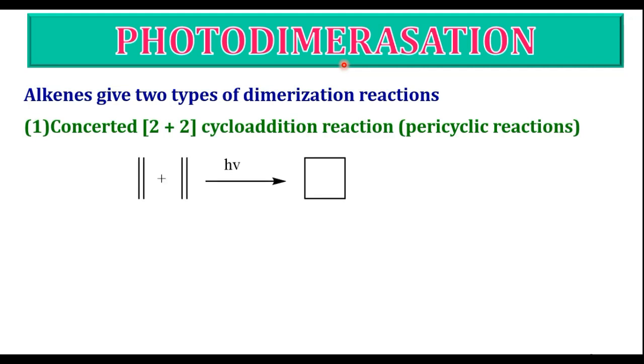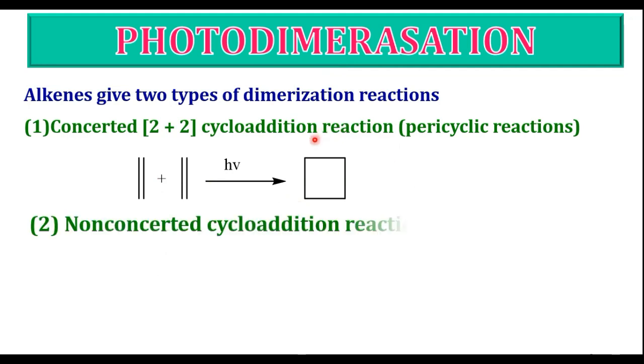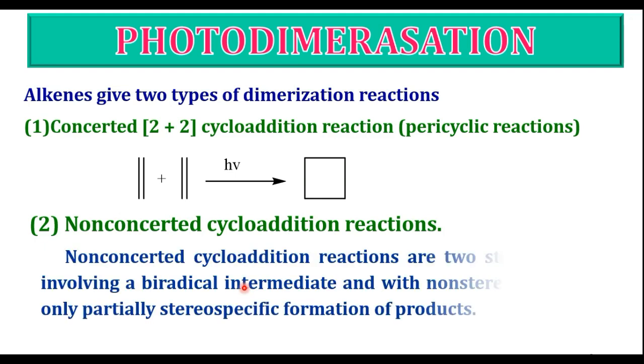An example is ethylene undergoing addition reaction. This addition reaction is a 2+2 cycloaddition, which gives the product cyclobutane. Another one is the non-concerted reaction. So what is a non-concerted cycloaddition reaction? This non-concerted cycloaddition is nothing but a two-step or multi-step reaction. It involves formation of a diradical intermediate. Here these are sometimes non-stereospecific reactions, sometimes partially stereospecific reactions.